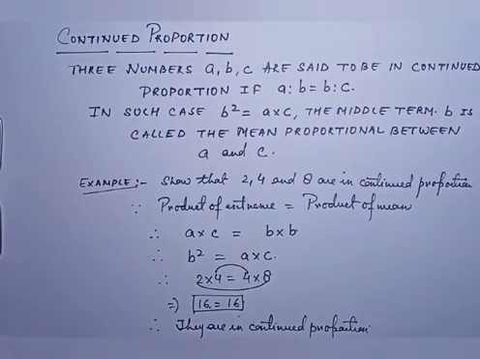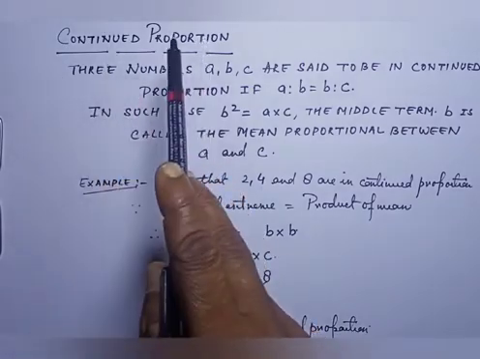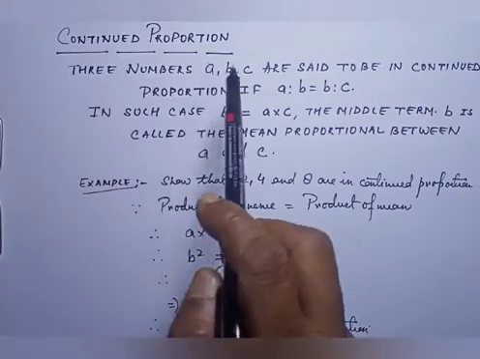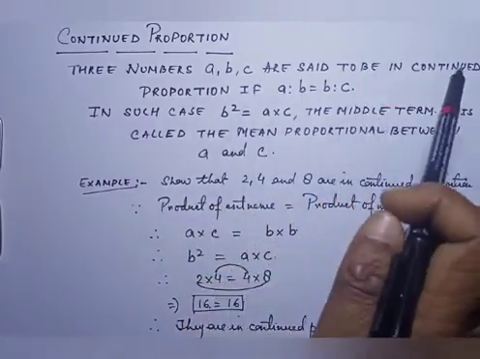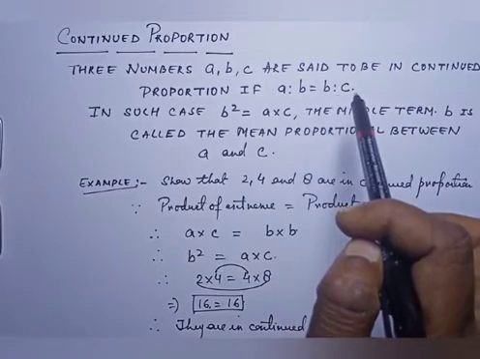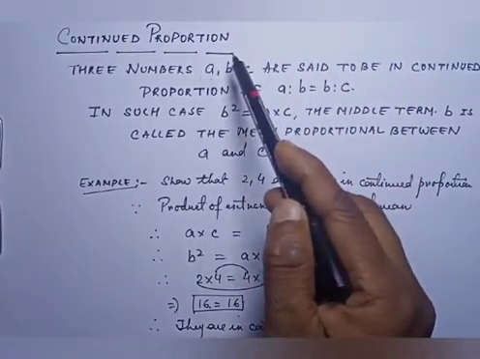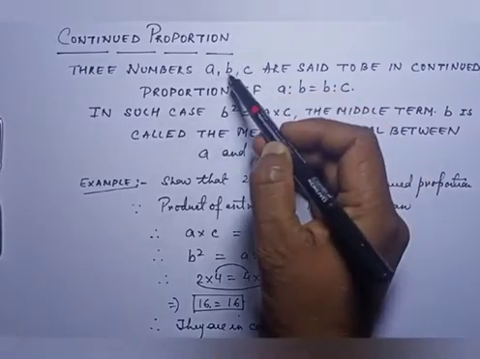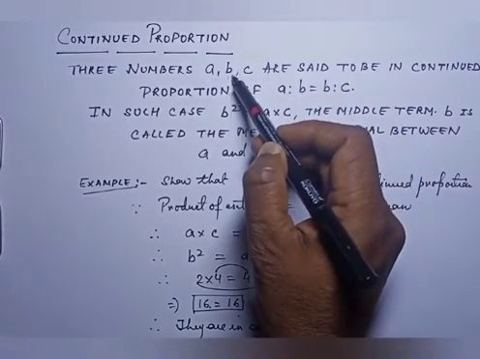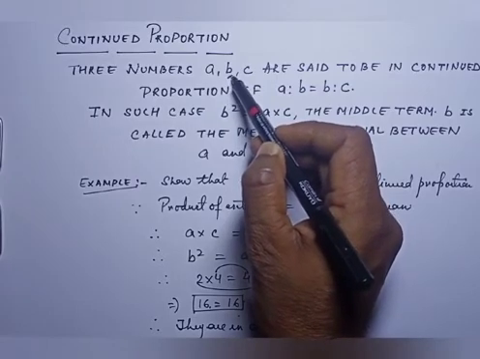Let us move to another topic, that is continuate proportion. What is continuate proportion? Three numbers A, B and C are said to be in continuate proportion if A is to B is equal to B is to C. Now over here you can see only three quantities are given, but the middle term, that is B, is called the mean proportion. Why is it called a mean proportion?